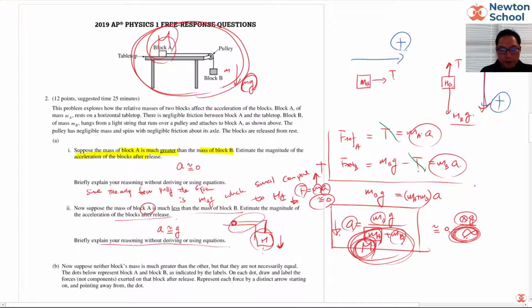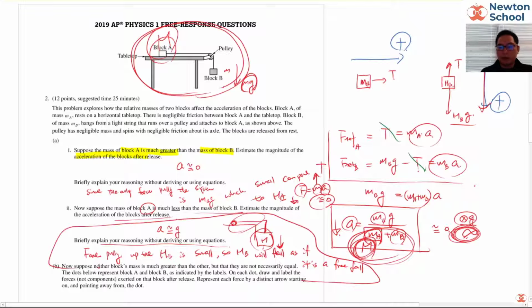Explain your reasoning using the driving equation. In this case, the force pulling the large mass m_B is small. So m_B will fall as if it is in free fall. I guess that's how you explain it.